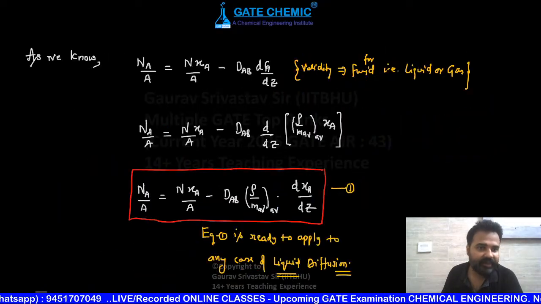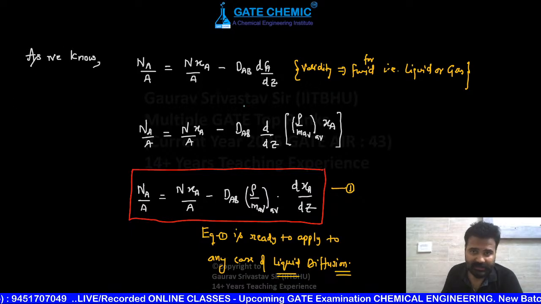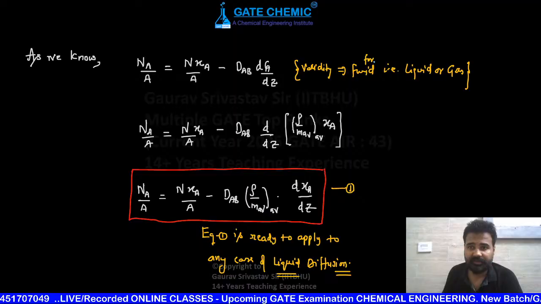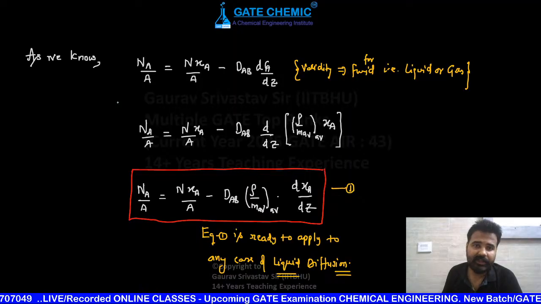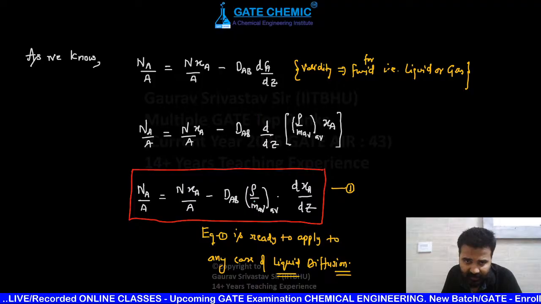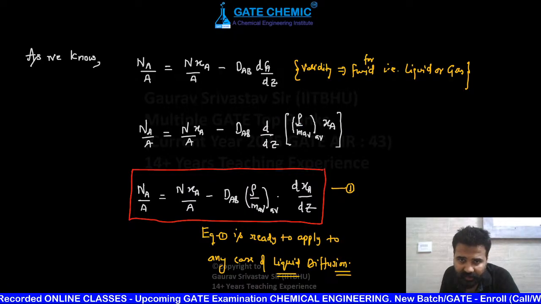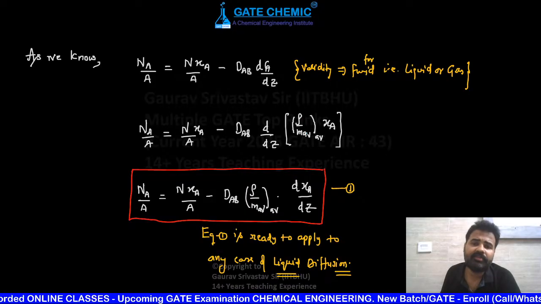Chalo, fantastic. So now you all know this was the mother equation. So validity is for liquid or gas. It was valid for all, we had already told you. Now the change that here in the final derivation I am going to do, I am going to write in place of this C A X A, C average.